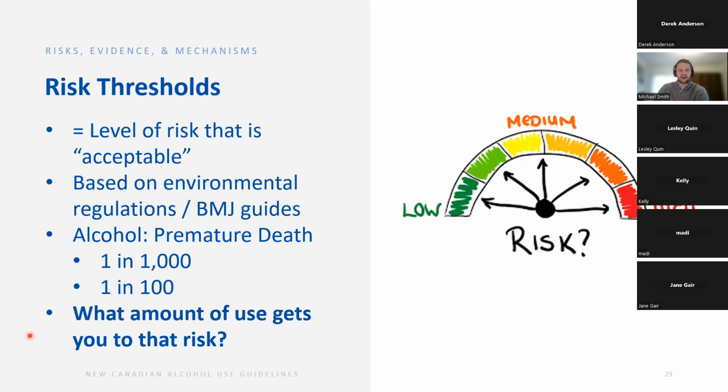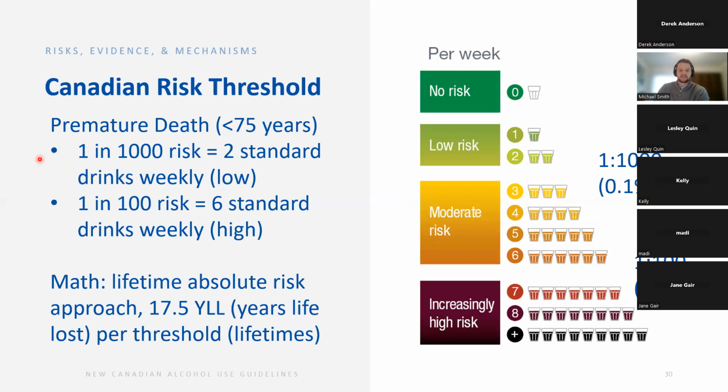So the question is not that alcohol causes a 1 in 1,000 risk of death, but what amount of use and how many standard drinks you would intake that gets you to that risk level. The CCSA used the research to inform these risks and to figure out how much alcohol usage correlates to these levels of risk. Through the research that the CCSA conducted, they revealed that in Canada, the limit associated with a 1 in 1,000 chance of premature death related to an alcohol condition is 2 standard drinks per week, while the 1 in 100 risk is 6 standard drinks per week.